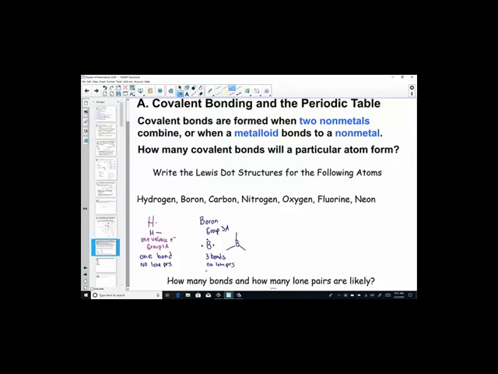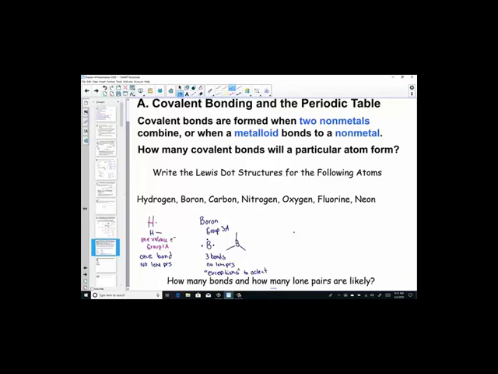We'll learn that this is one of those exceptions to the octet rule because it does not have 8 electrons around it. It will only have 6, and that's okay because it lives in group 3A. It only has 3 dots. It only has 3 spots for bonding. That's why we'll call it an exception to the octet rule.